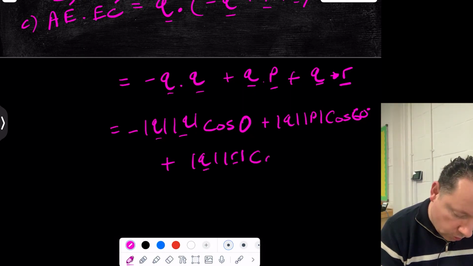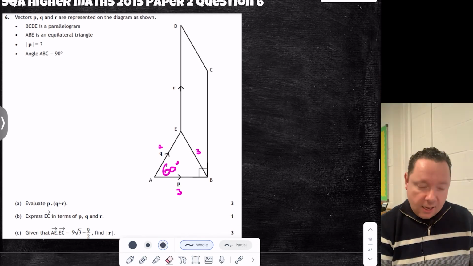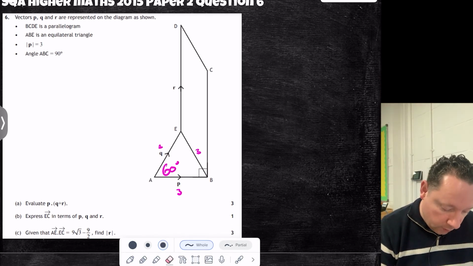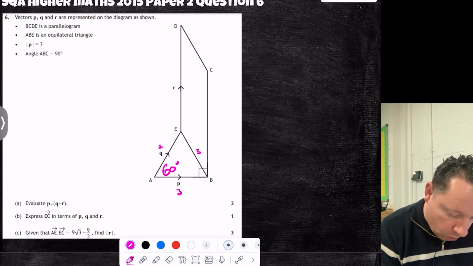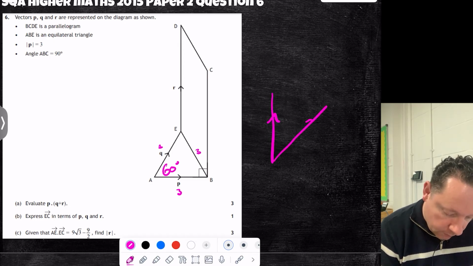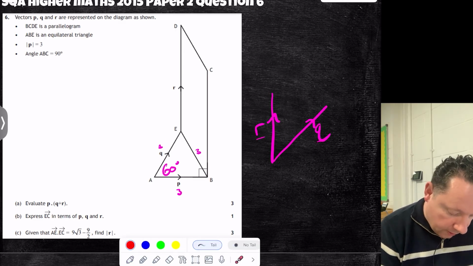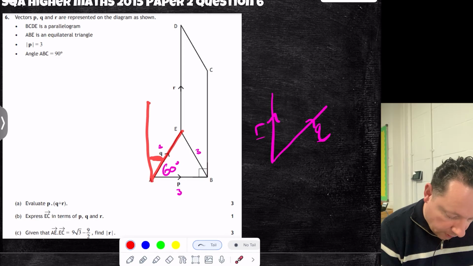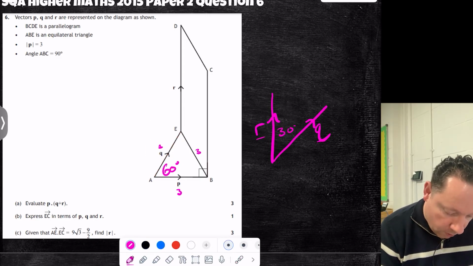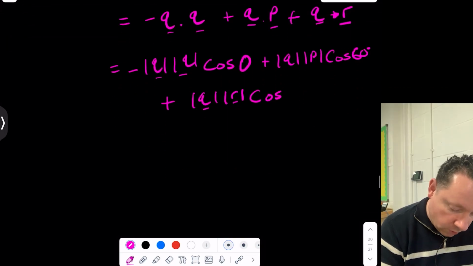plus the size of Q, size of R, and cos. We'll go back up to the diagram to try and find the angle in between Q and R. If I draw R here, say, and Q there, then you've got R and Q. And if you look at this diagram here, there's my Q there, and I've just moved my R there. You should be able to see that this angle here is 30, because 60 plus 30 is 90. So that's a 30-degree angle. So back down here, we've got the cos of 30.